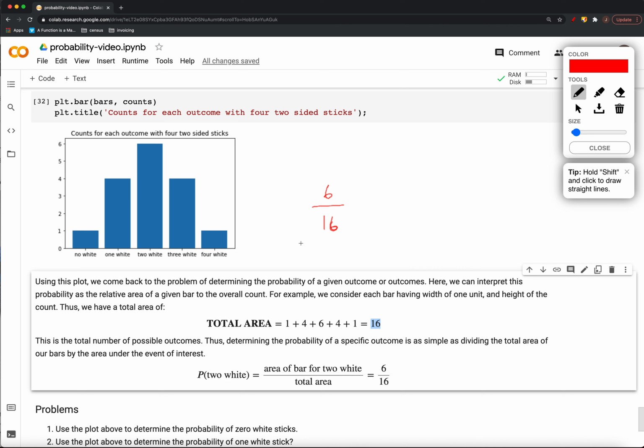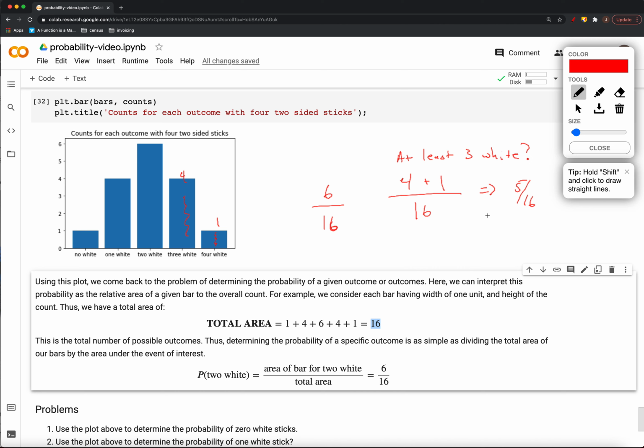Okay, we could also ask a question like, what's the probability of getting at least 3 white? Well, to get 3 white, there are 4, but getting 4 white is also included, so that would be 1. So we've got a total area under these 2 bars of 5. This was 4, this is 1, so we've got 5 out of 16, and that is the probability of getting at least 3 white.